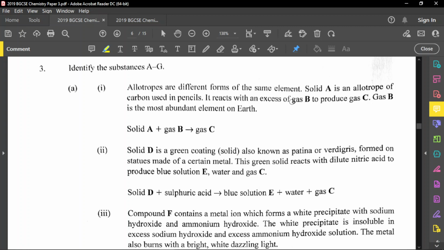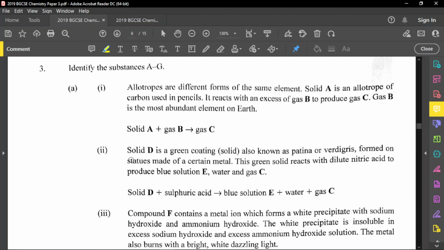It says it reacts with excess of a gas, which is B, to produce gas C. Gas B is the most abundant element on Earth. So they give us a clue right here that gas B is the most abundant. A is used in pencils, so it's graphite. The most abundant gas on Earth is oxygen, and it produces gas C. So carbon reacting with oxygen is going to give you carbon dioxide. So here now we know that A is graphite, B is going to be oxygen, and C will be carbon dioxide. So already we know those answers, right?